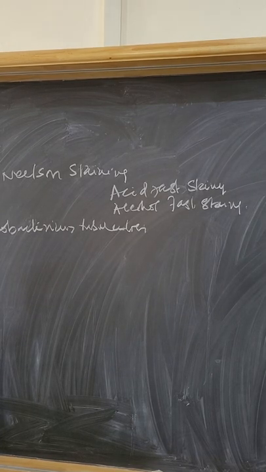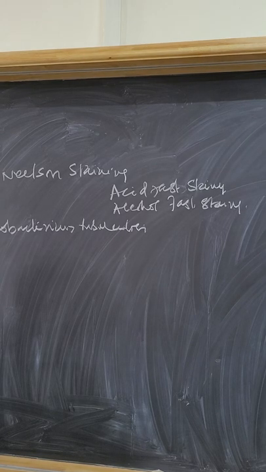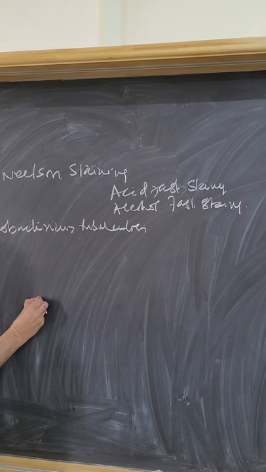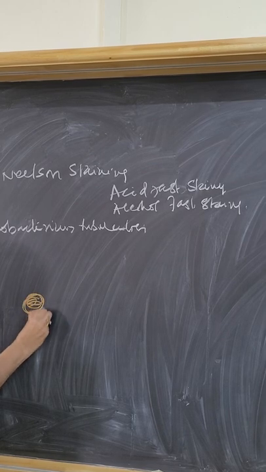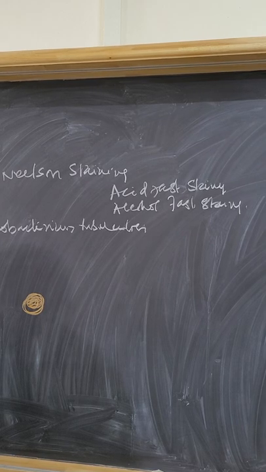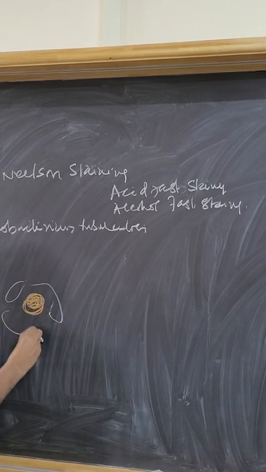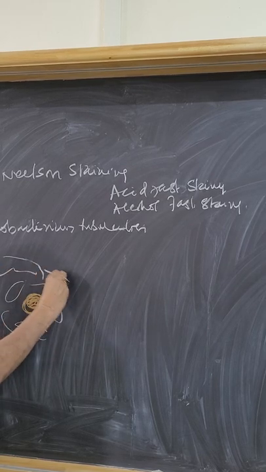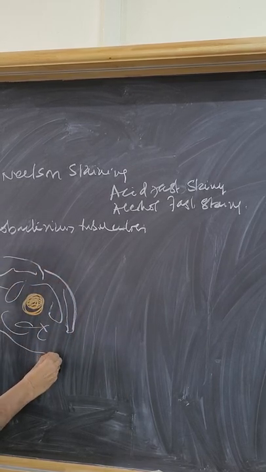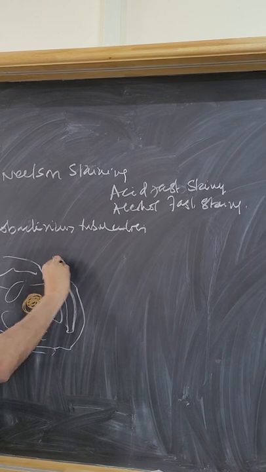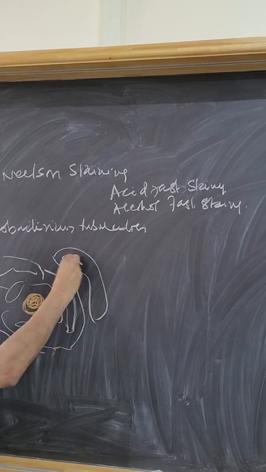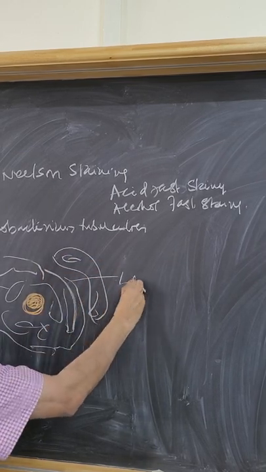Tuberculosis is a lesion. What does it contain? It contains a central area of caseation necrosis, surrounded by monocytes and macrophages, and there is a special giant cell, the Langhans giant cell.